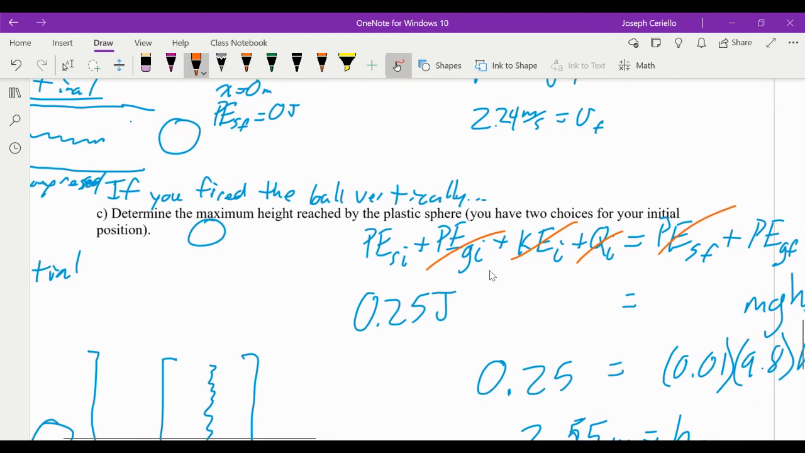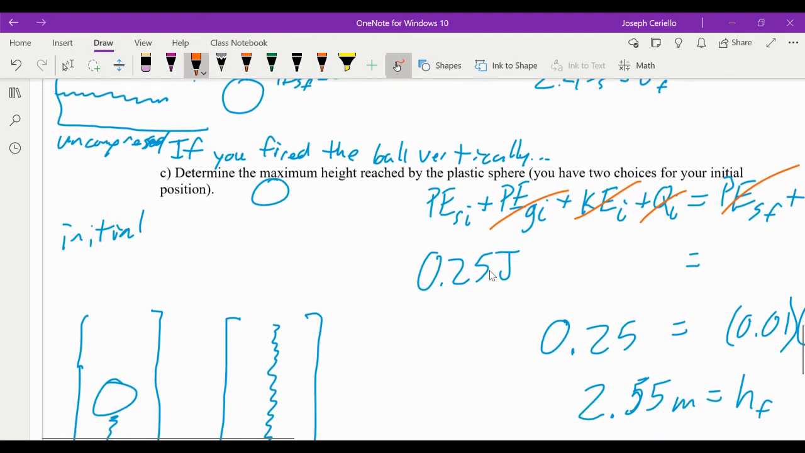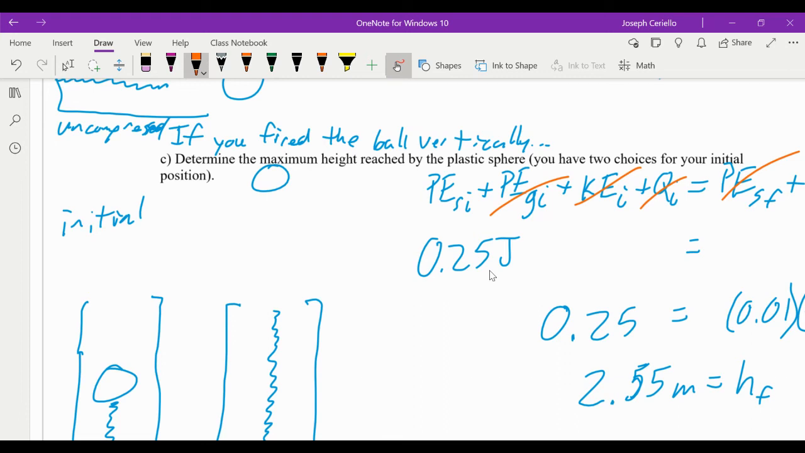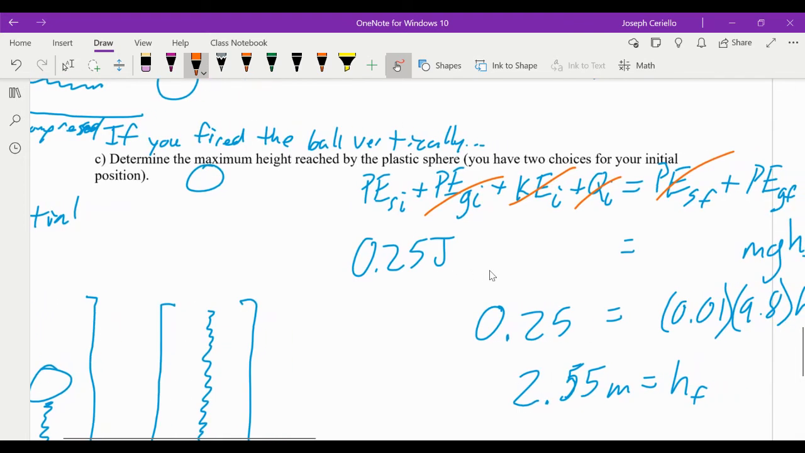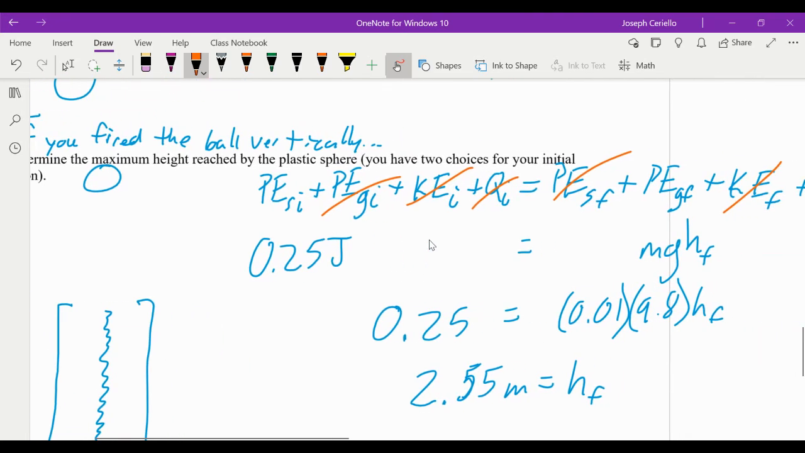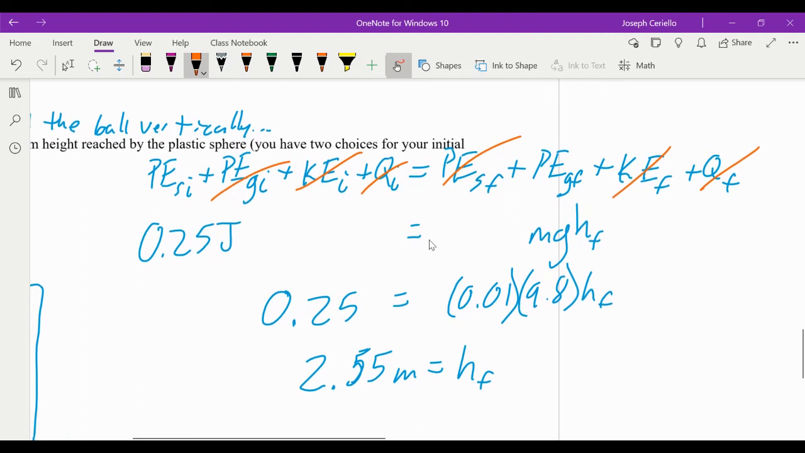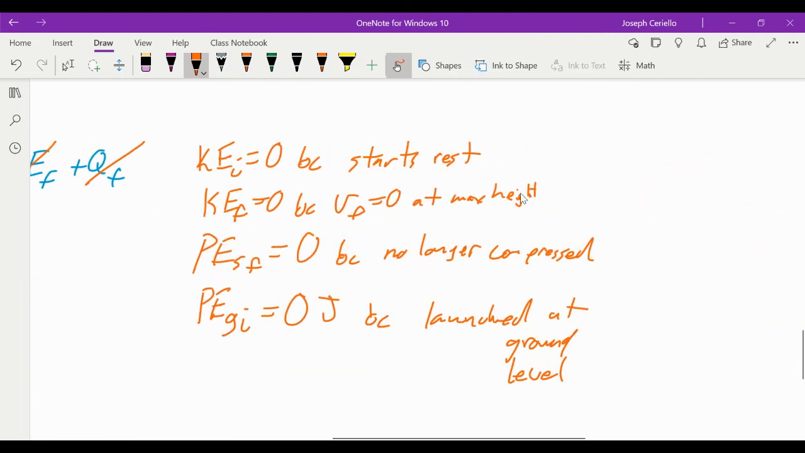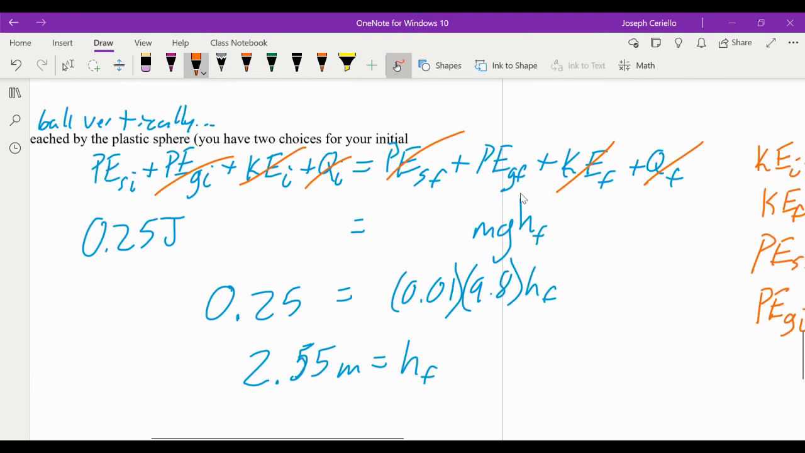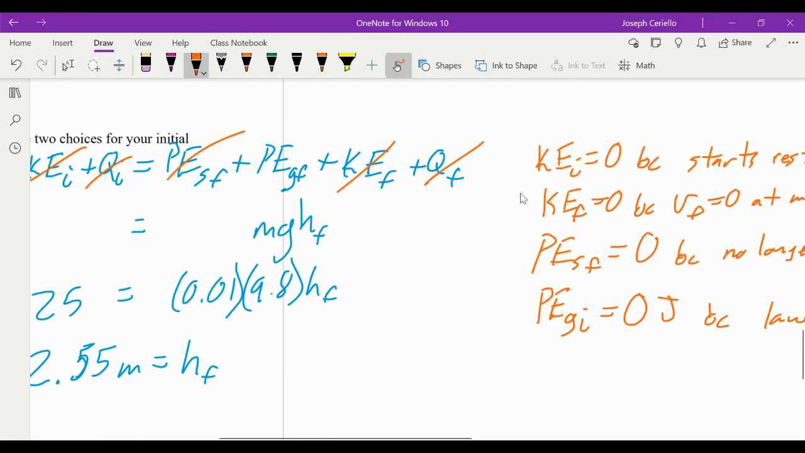This question here was a little bit more difficult. Basically, now we turn it on its side. We actually fire it vertically. So the gravitational potential energy, we can't just ignore it now. All right. So the initial potential energy in the spring is still the same, but all these other things go away. Look at all those things get crossed out. Well, the Q's get crossed out because we know that there's no friction, right? Well, let's go through everything else.